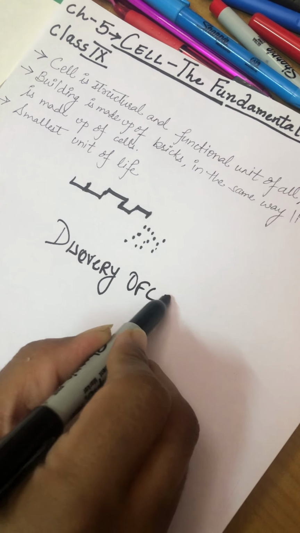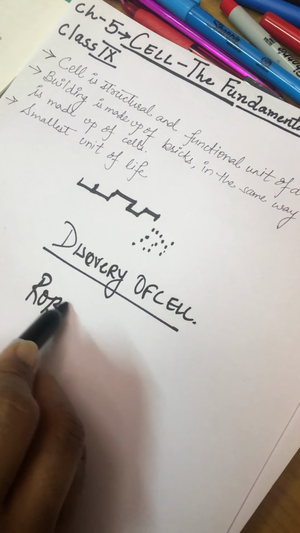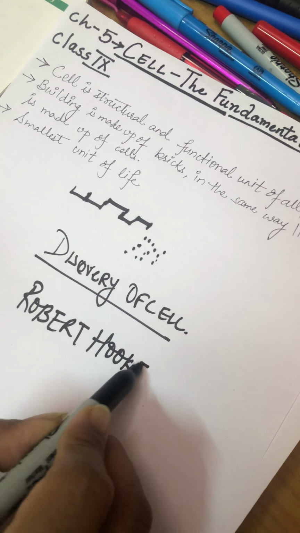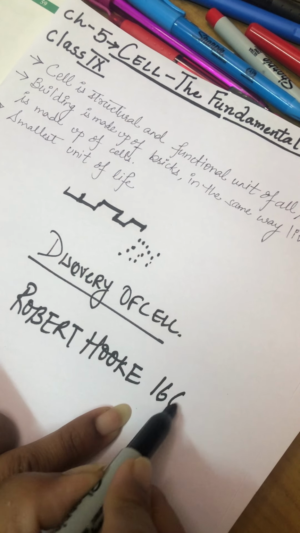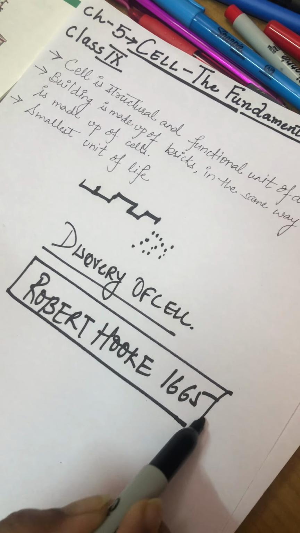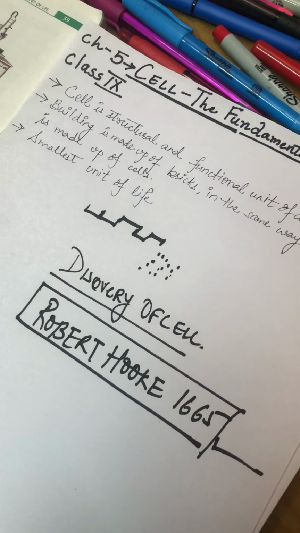Discovery of the cell. The scientist named Robert Hooke, in 1665, discovered the cell. It was with the help of the crude microscope prepared by him.